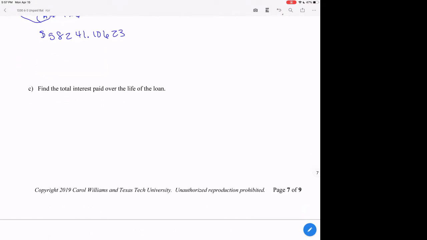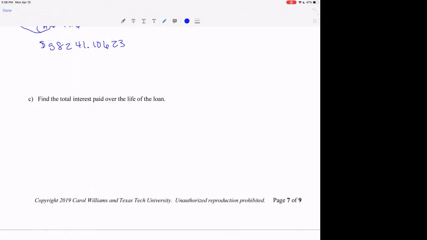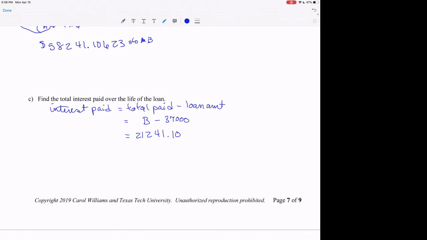So now, the next question is, how much interest is paid over the life of the loan? So the interest paid equals the total paid minus the loan amount. So you're going to store the previous value into B. So that's going to be your B value minus the $37,000 that you took out the loan for. And that will give you your interest paid, which is 21,241.10623.